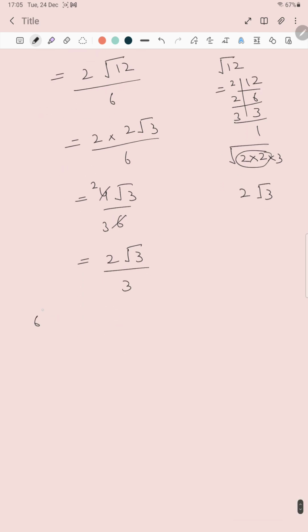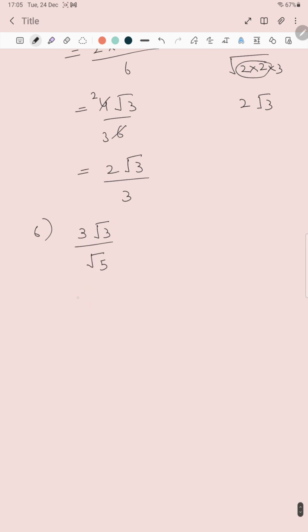In another question, if you have 3 square root 3 over square root 5, we have to rationalize the denominator. So 3 square root 3 over square root 5, we will just multiply by square root 5 over square root 5. So 3 square root 3 into square root 5 will be square root 15, divided by square root 5 into square root 5 will be only 5.